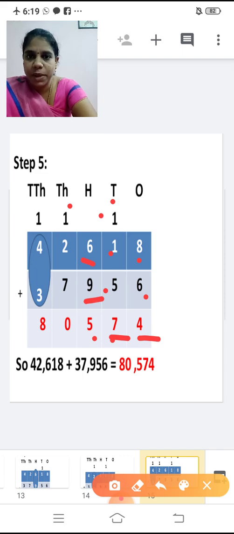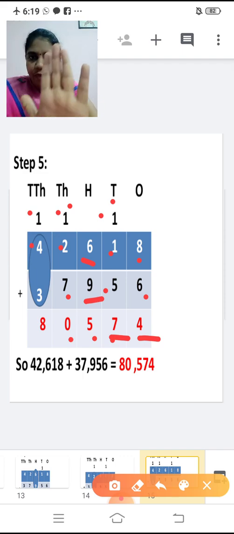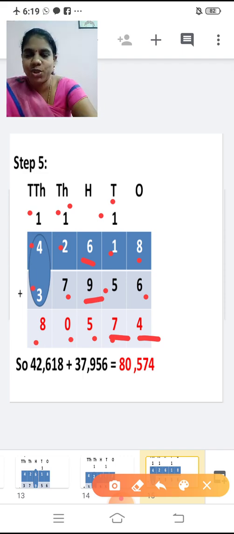Then add the thousands place. 1 plus 2 is 3. 3 plus 7, 10. So write 0 here. Carry over that 1 to the next place. Now add the 10,000 place. 1 plus 4, 5. 5 plus 3, 8. So the answer is 80,574.